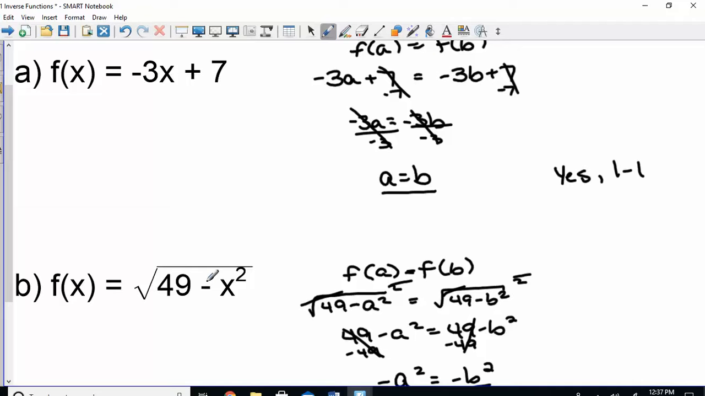The square. So you need to watch for things like squares, even powers in general. X squared, x to the 4th, x to the 6th, that's going to be an issue. Absolute values would create an issue.